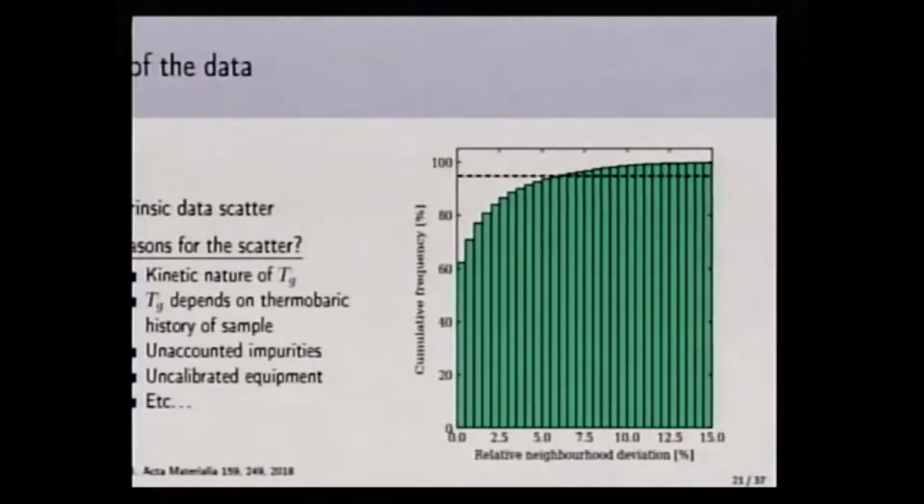So we proposed this relative neighborhood deviation. I'm not getting into the details here; you can see in the paper, but we concluded that 95% of all the glasses that we have live in a region where the scatter is 6% or lower. So we cannot do better than 6%, right? Because otherwise we would be overfitting the data. And this is a huge problem. So this was something to keep in mind. We cannot do better than 6%. This is our intrinsic scatter with this analysis, right?